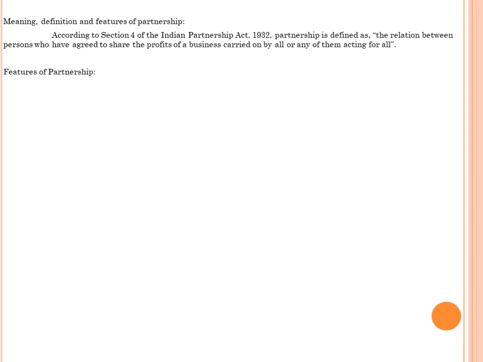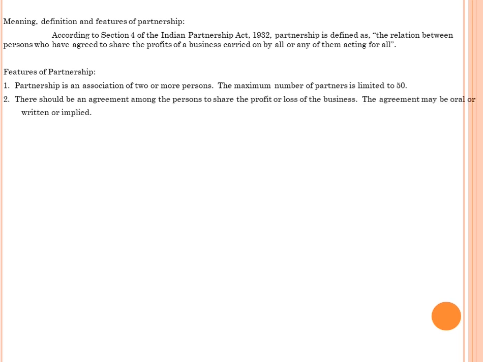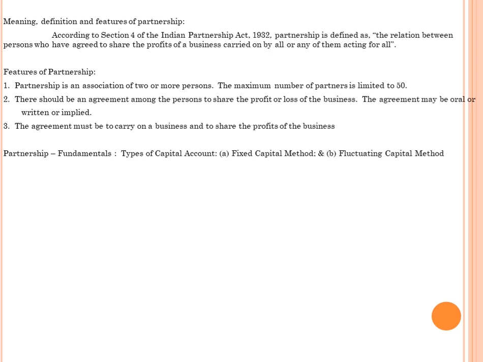We move on to the features of partnership. First one, the partnership is an association of two or more persons. The maximum number of partners is limited to 50. There should be an agreement among the persons to share the profit or losses of the business. The agreement may be oral, written or implied. The agreement must be to carry on business and to share the profit of the business.